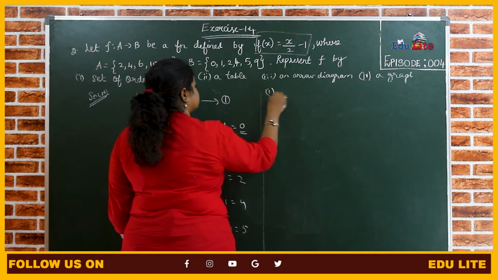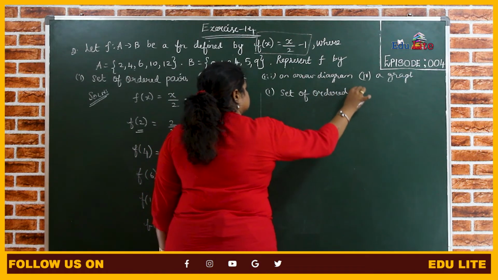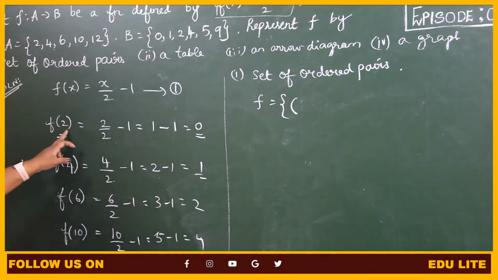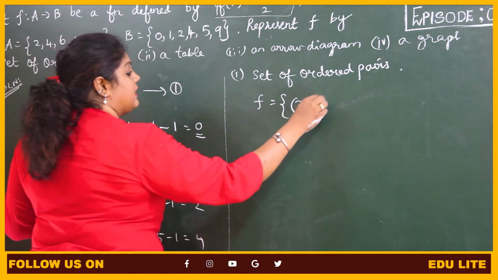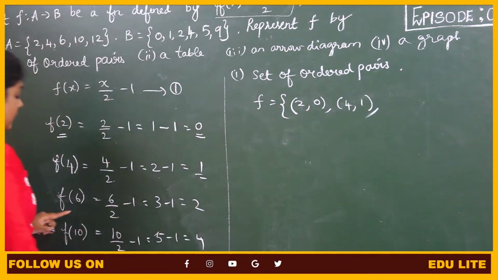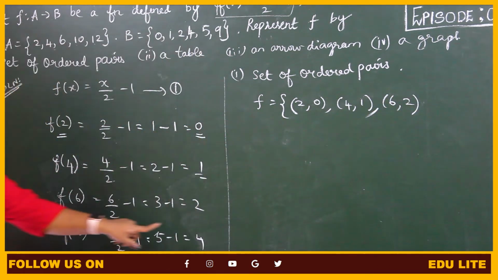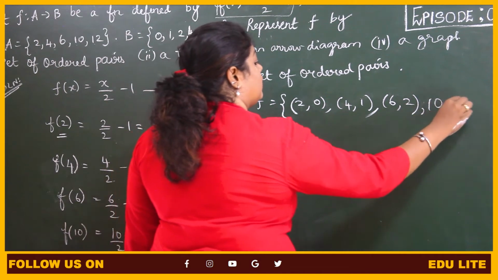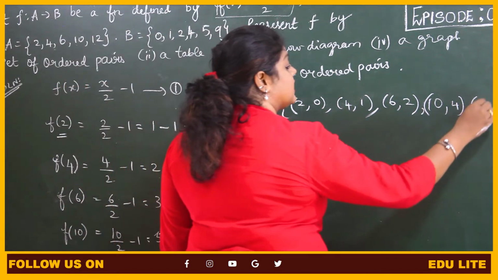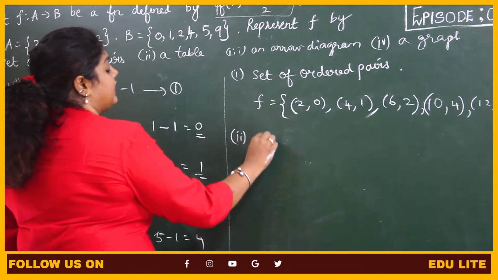The first way of representation is a set of ordered pairs. We represent the function f as: we got 2 is mapped to 0, therefore (2, 0). Next, 4 is mapped to 1, (4, 1), and the third is 6 is mapped to 2, (6, 2). The fourth is 10 is mapped to 4, therefore (10, 4). And the next one is 12 is mapped to 5, therefore we represent it as (12, 5). So the first option is over. The second option is to represent it in a table.